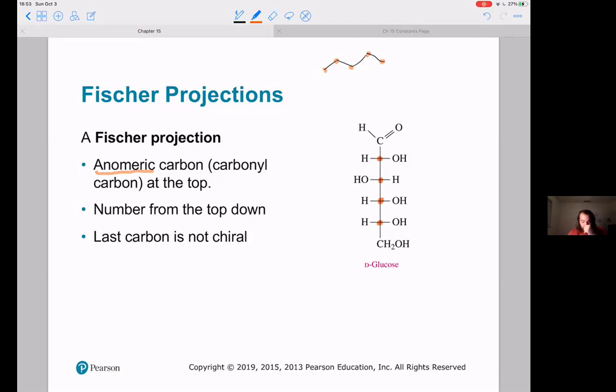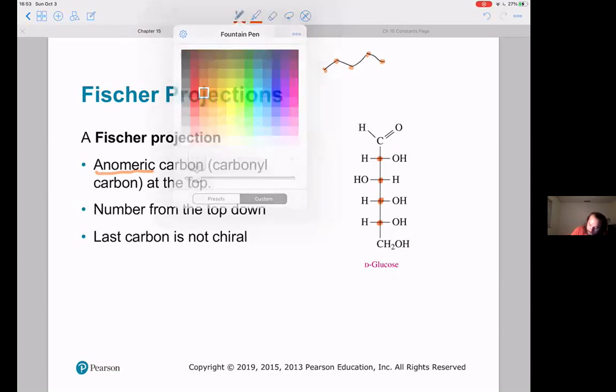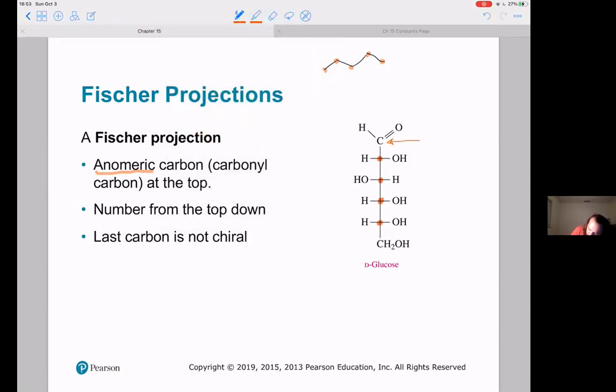So this is another fancy vocab word that you want to get used to, the anomeric carbon. So this guy right here, and it's just the carbonyl carbon, but again, using this fancy term, is the anomeric carbon.